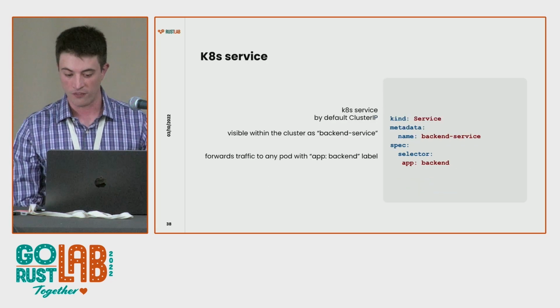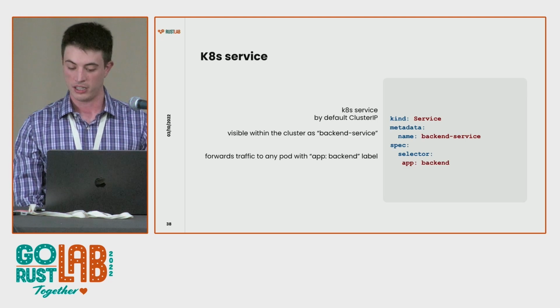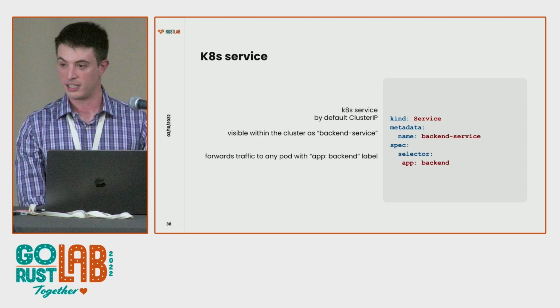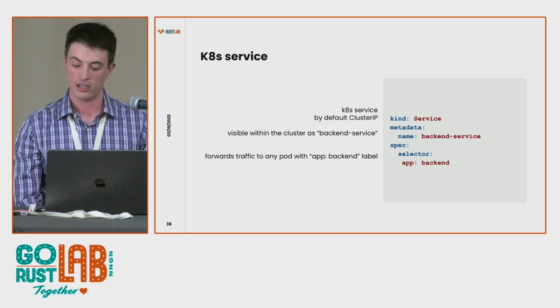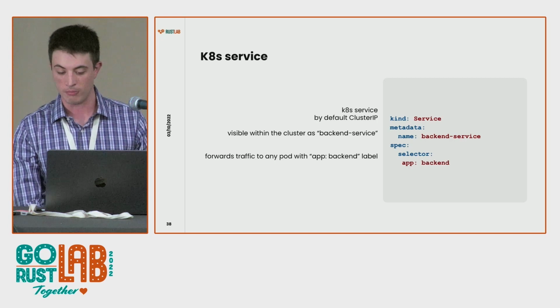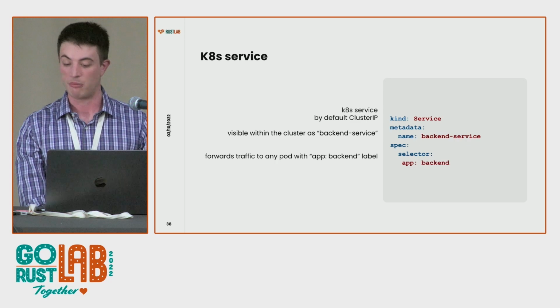And then we also have a service, which by default is a cluster IP, so it's only visible inside of the cluster. And what this service does is dispatch calls to the backend service to any pod which is marked with the right label. In this case, any pod which has the app backend label.